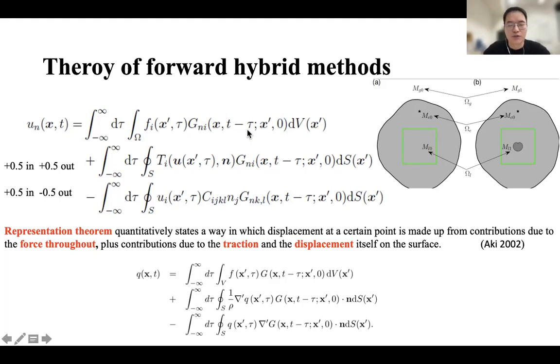And this is for the elastic wave equation, and it is something the same for the acoustic case. In the following pictures, we will focus on the acoustic case because it's relatively much easier to describe. Here it's related to the traction, and here, for the elastic case, it is the density moment tensor.